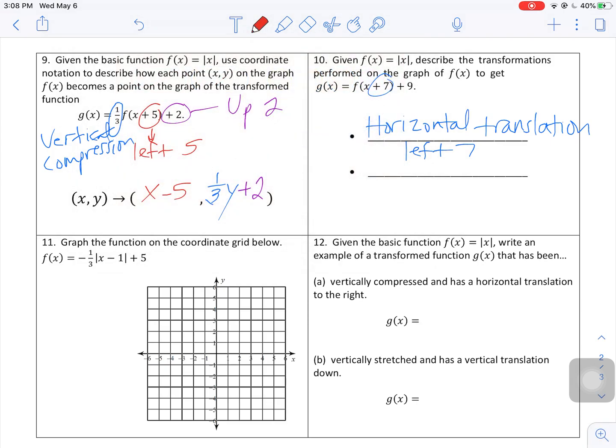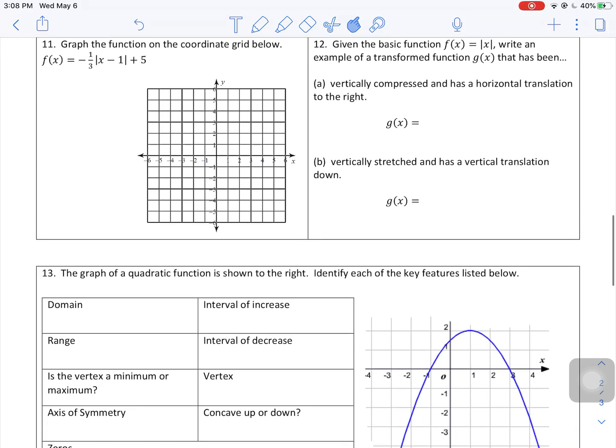And then in the back, the plus 9, that would be our vertical translation, and they're as they should be. So up is positive, down is negative. So vertical translation, up 9. On 11, they want us to graph that function.